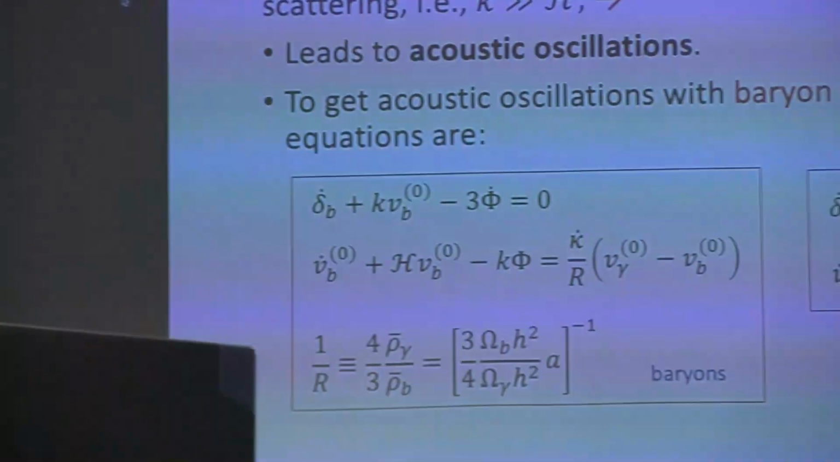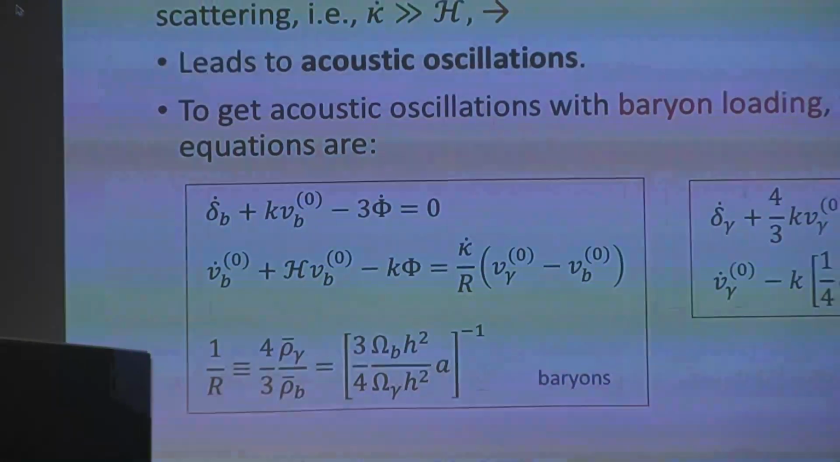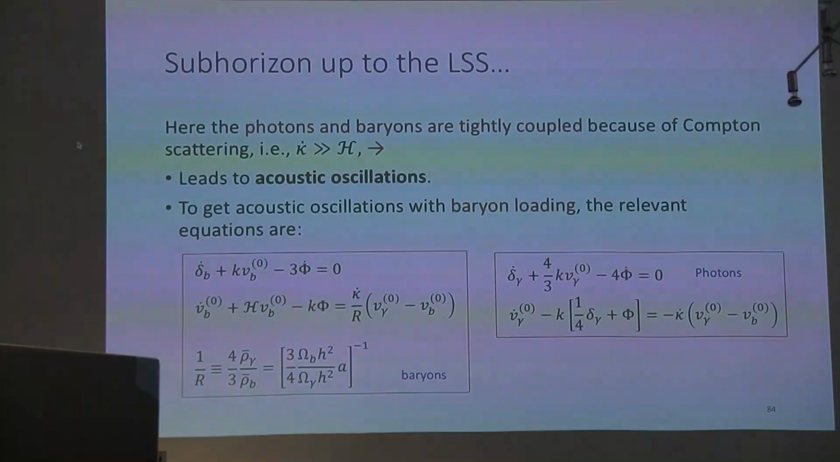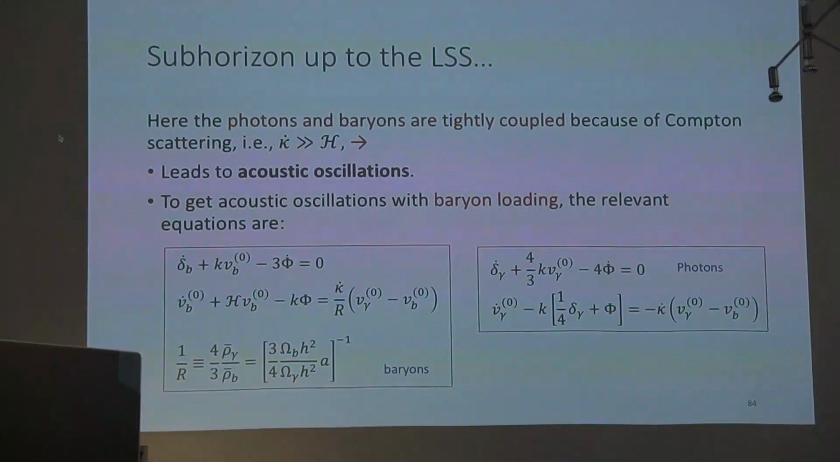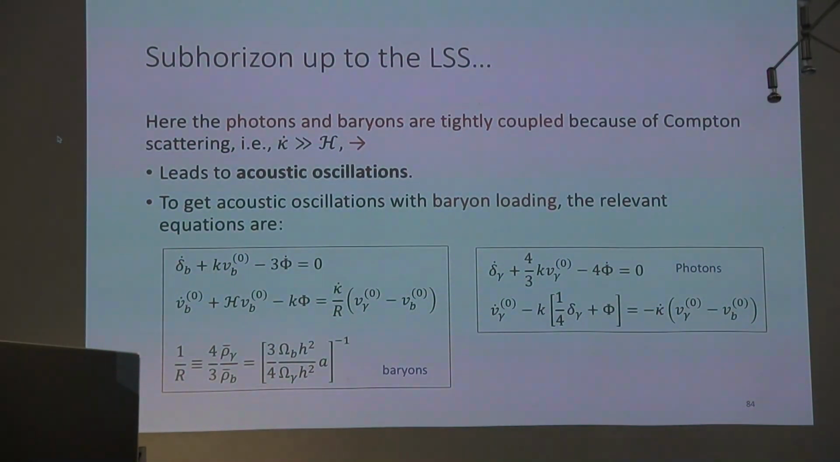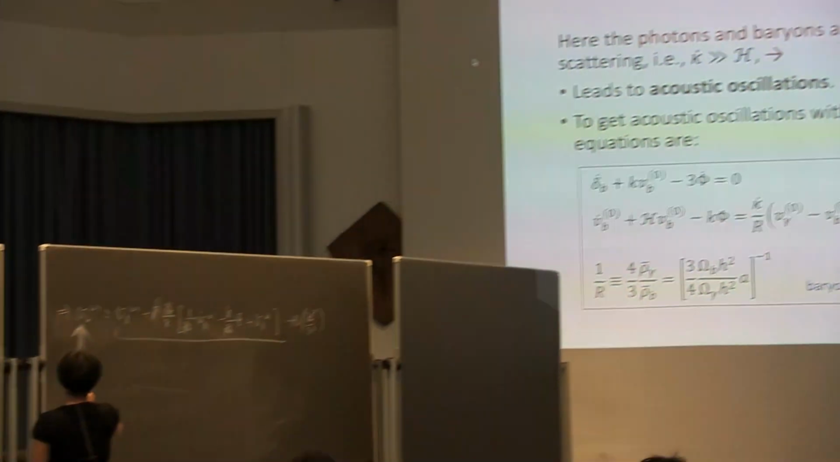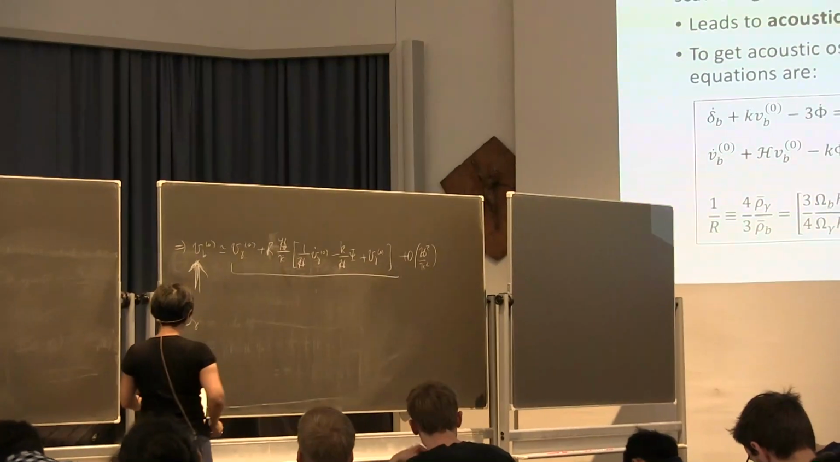I plug it back in here, then I have two equations that are entirely in terms of just perturbations in the photon fluid and nothing else. Right? And then the next steps are really just as usual, as we've done many times before. You construct a second order differential equation out of these two first order differential equations. And what you end up getting, once you do that, is an equation that looks something like this.